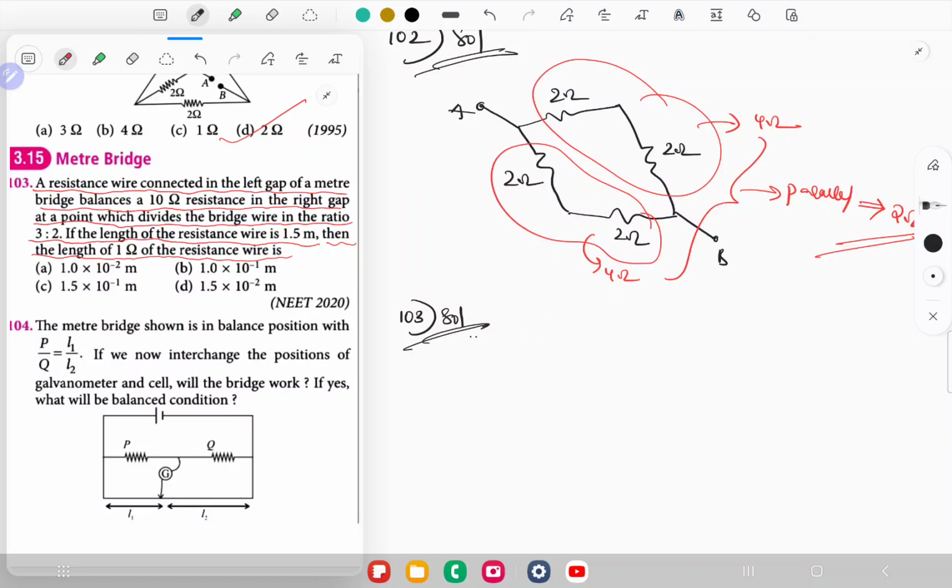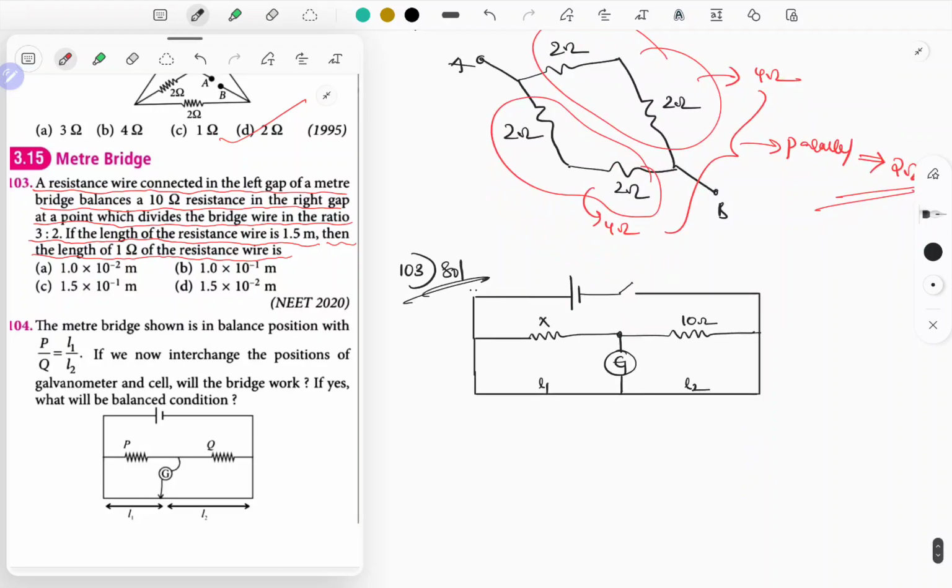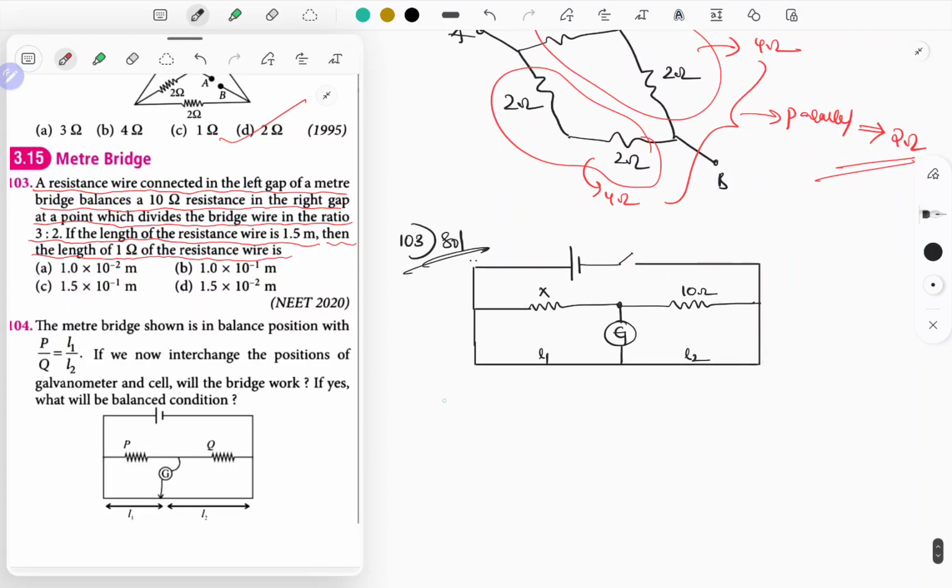First of all, let me draw the circuit. This is the general circuit of a meter bridge. If you observe this, they have already given the known resistance and the unknown resistance. The ratio of these two lengths is L1 by L2.